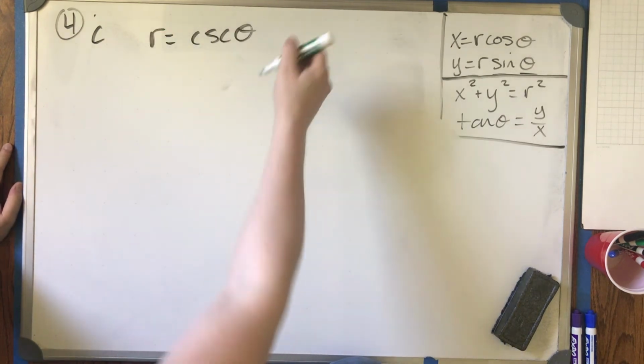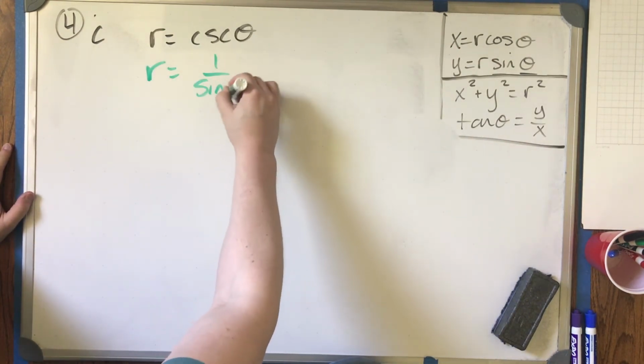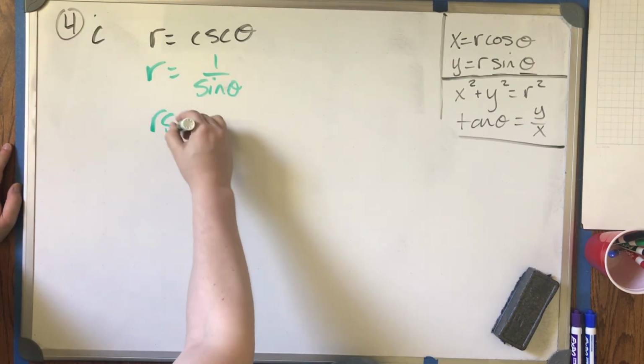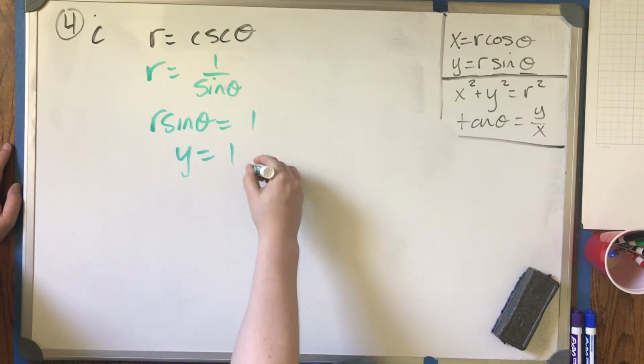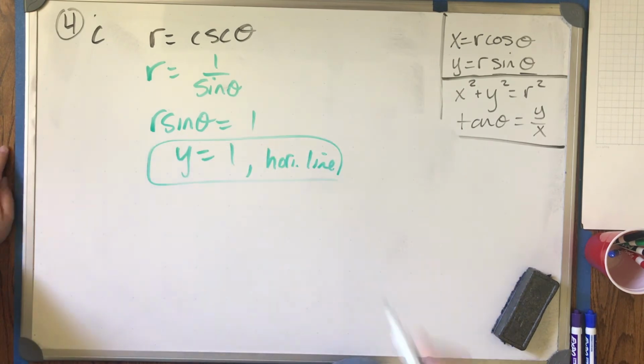For c, we have r equals cosecant theta. Nothing has cosecant, so I'm going to turn it into 1 over sine theta in the denominator, so I'm going to multiply to the other side. R sine theta equals 1. R sine is really y, so y equals 1. So this is a horizontal line at y equals 1.